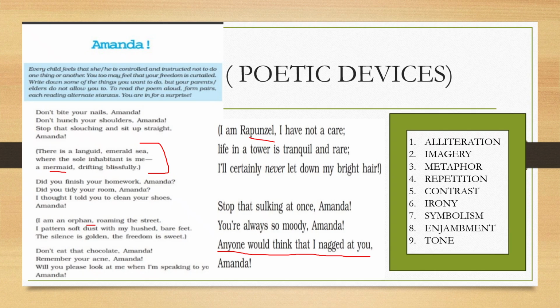Last one is tone. I think you know this poetic device also. Tone is the poet's attitude or feeling in the poem. What is the tone of the adult voice here? Strict, commanding orders, impatient. Her mother was impatient. So in this poem, the tone of the adult's voice is strict, commanding, and impatient.